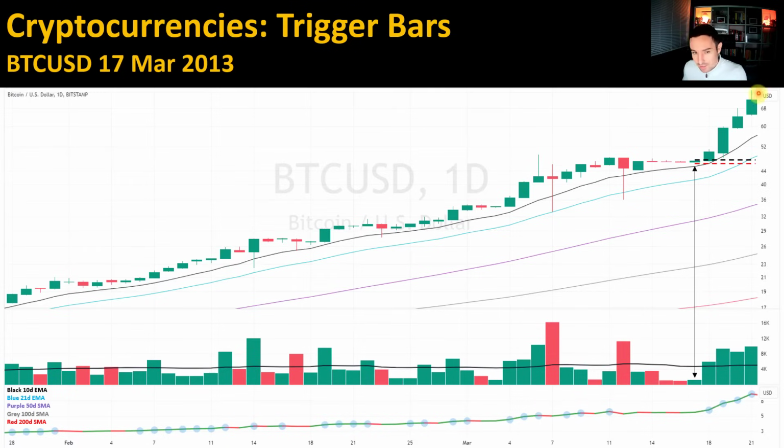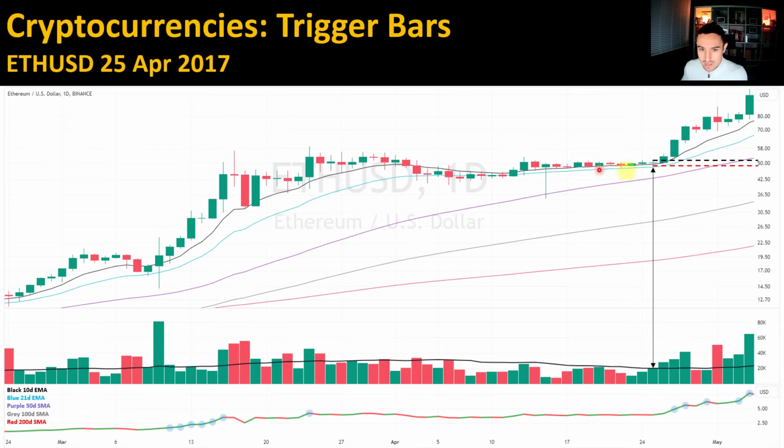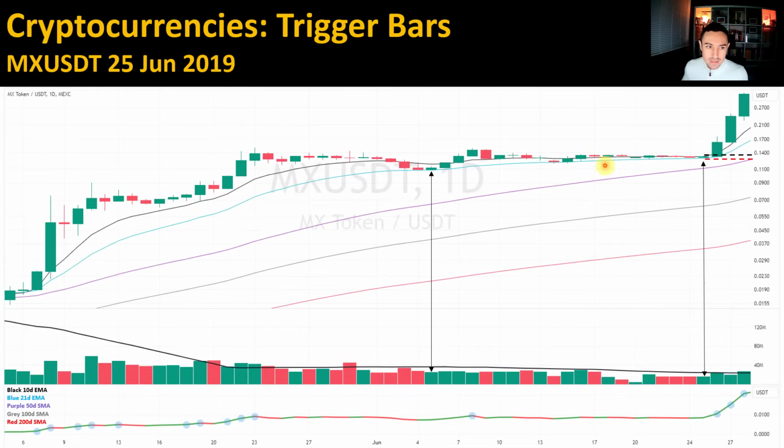Okay, Bitcoin here. Look at the contraction. Look at the expansion. This is what I want you to dial into. Okay, look at the contraction. Look at the expansion. MX USDT. Look at the contraction. Look at the expansion. Where is it finding support? Look at the rally pre-base, and then 21, tightness in price. It's really, really good to see.